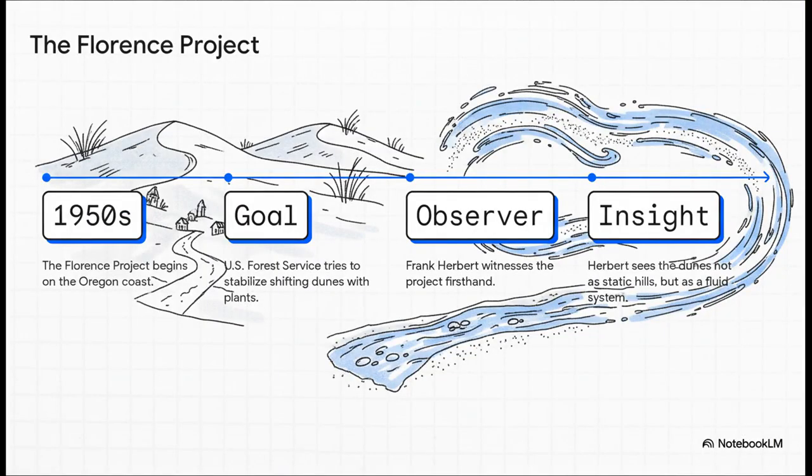Okay, so picture this. It's the 1950s, and the U.S. Forest Service is out on the Oregon coast working on something called the Florence Project. Their goal was pretty straightforward. Stop these massive, shifting sand dunes from basically swallowing up roads and towns by planting grass. But while everyone else saw a problem that needed fixing, Herbert saw a process to be understood. He had this incredible insight. He realized he wasn't looking at static hills of sand. He was watching fluid mechanics, just playing out over years instead of seconds.